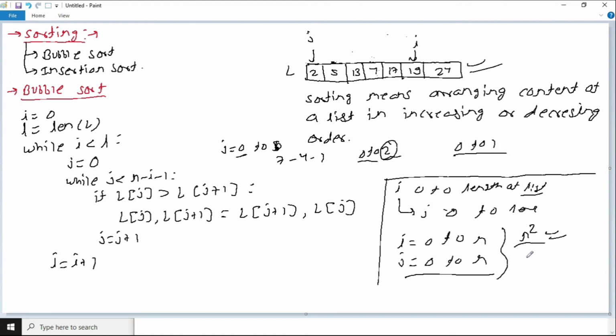So hopefully you got all the points and you understand what bubble sort is. See you in the next video where we are going to learn insertion sort.